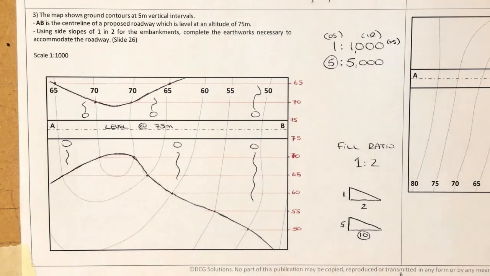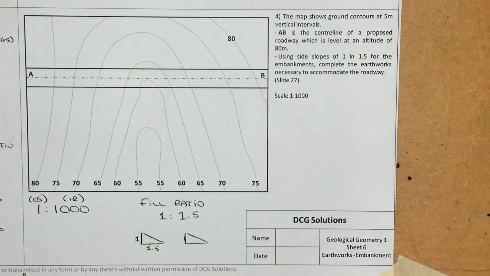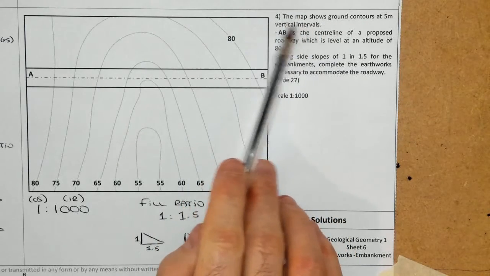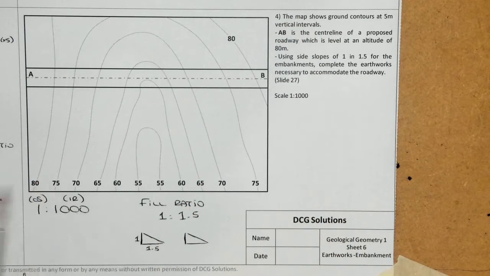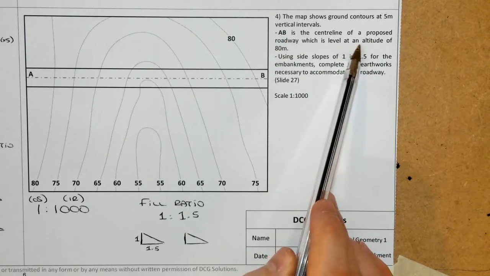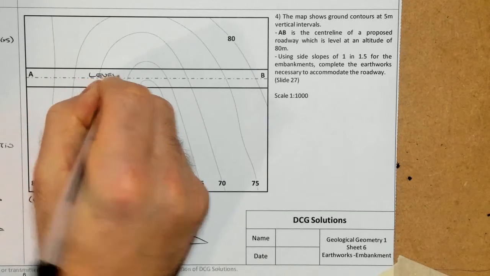So what we're going to do now is move on to the last question on this page, question 4. Alright. So the last question on this page, guys, it says the map shows ground contours at 5 metre vertical intervals, so the distance between them, 80 to 75, is 5. AB is the central line of a proposed roadway which is level at an altitude of 80, so level at 80 metres.